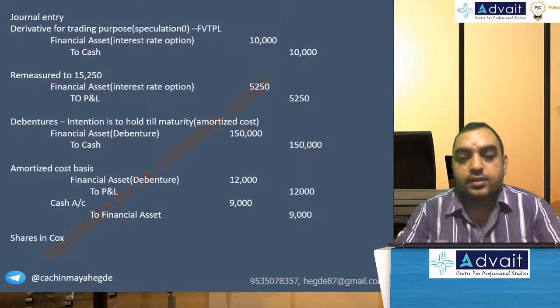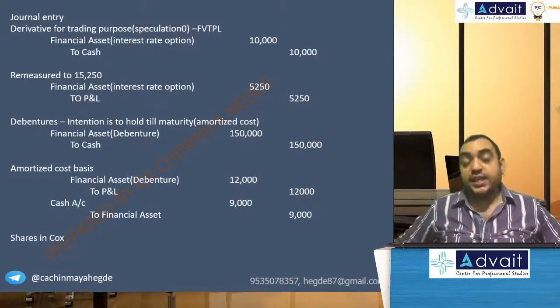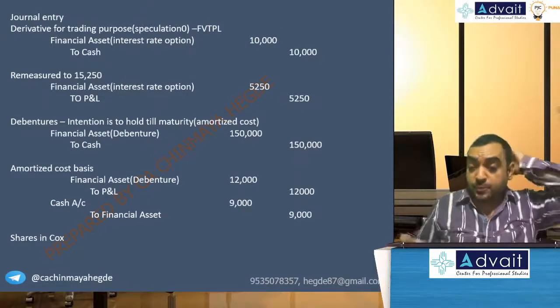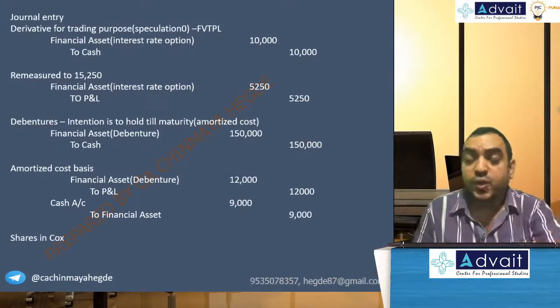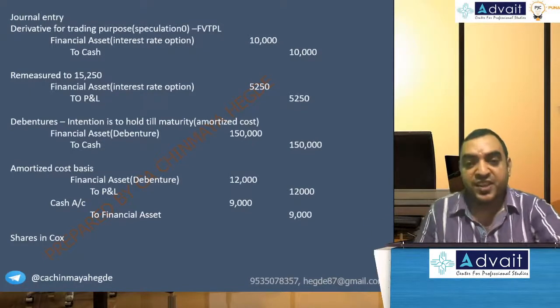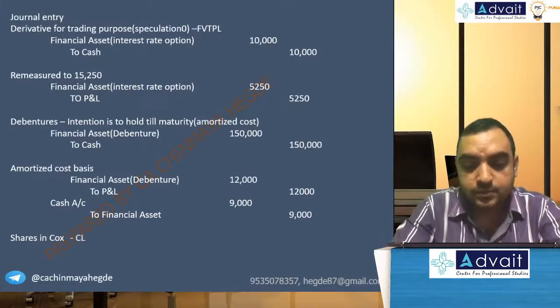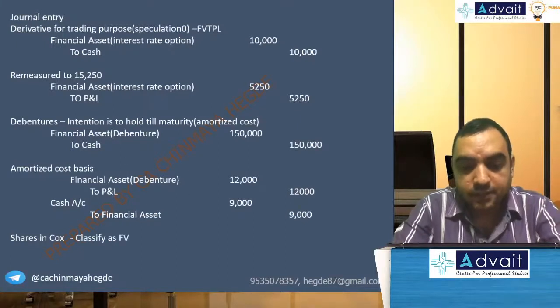They said they designate fair value at fair value through P&L only when this is unavoidable. If it is avoidable, they'll go for other things. So in equity shares, you have a one-time irrevocable option of classifying it as FVTOCI. So here we will classify it as FVTOCI.